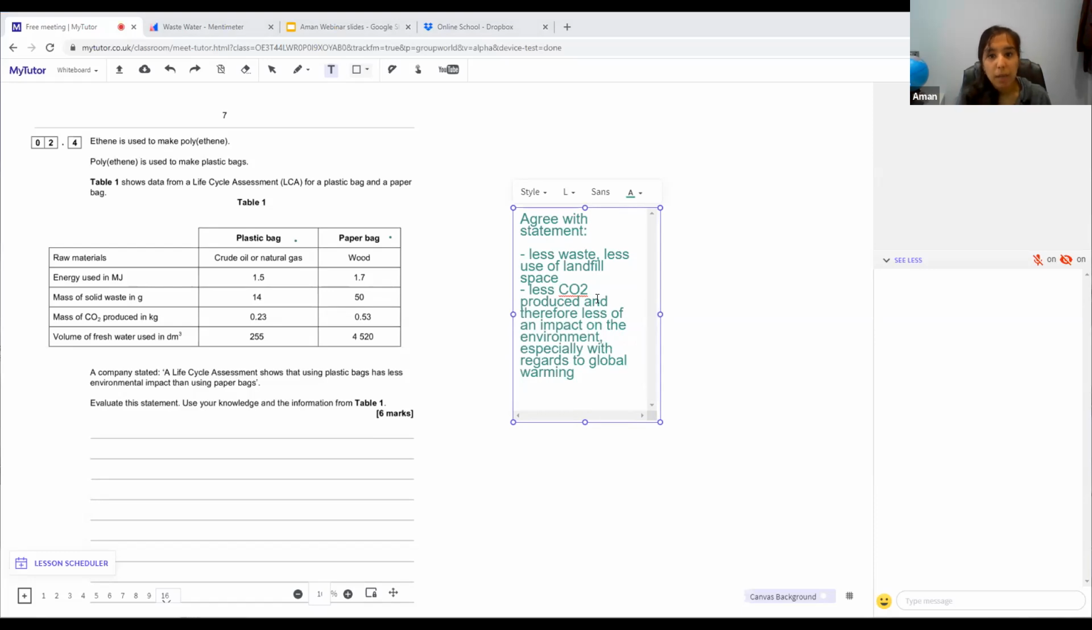So we're thinking about plastic bags agreeing with that statement at the moment. Good. So we've talked about less solid waste. And yeah, less energy used. Energy tends to come from fossil fuels.